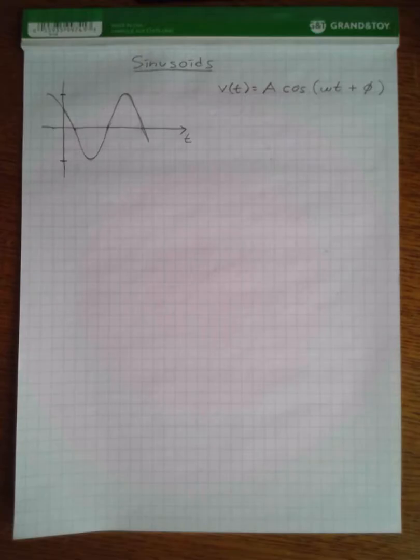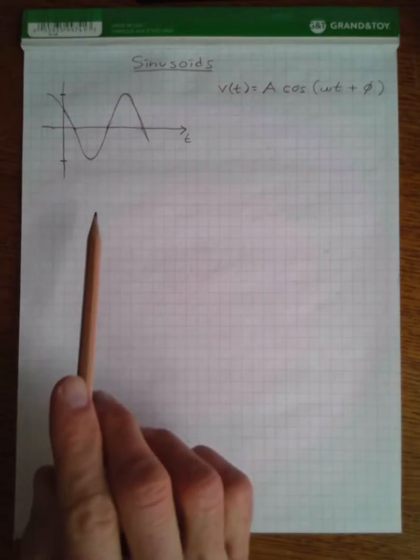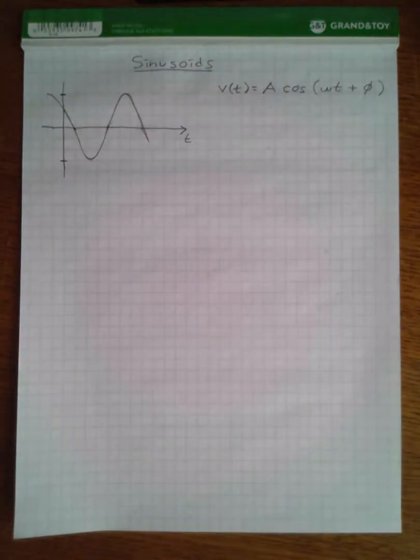And so we do a lot of work with sinusoids, and we have a lot of different ways to represent them. What I've got on this paper so far is probably the two most familiar ways to represent them. First of all, it's just a plain old picture, and second of all is the cosine function.